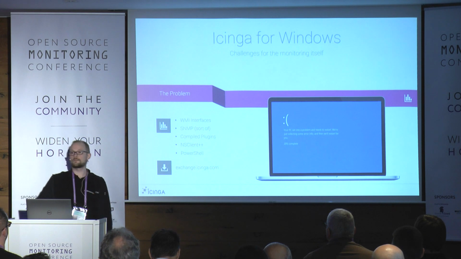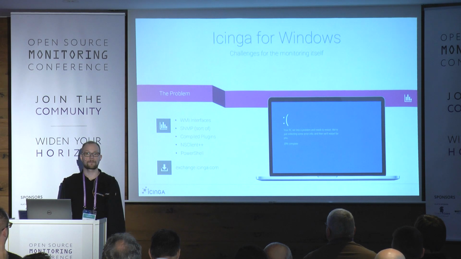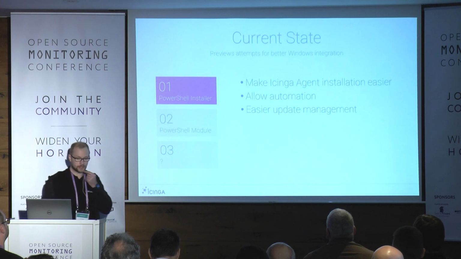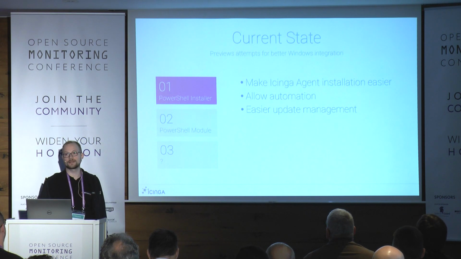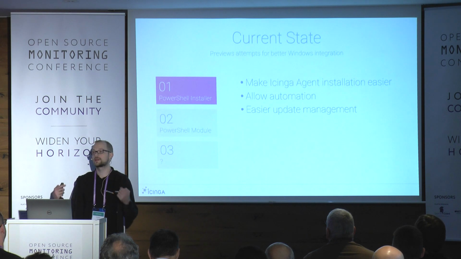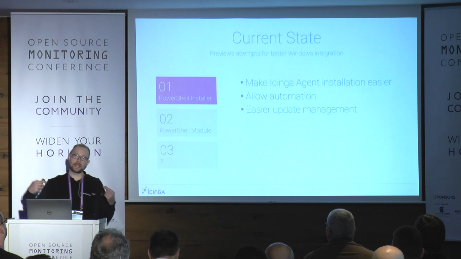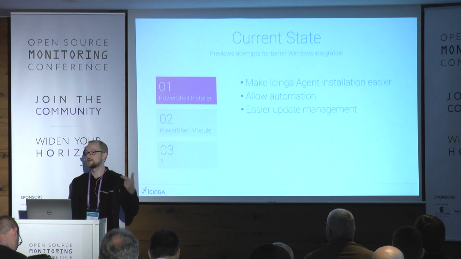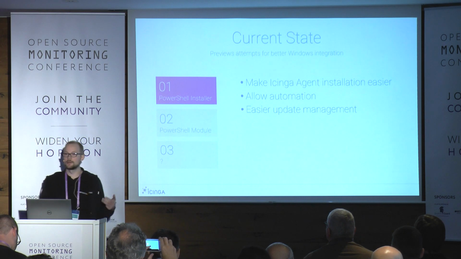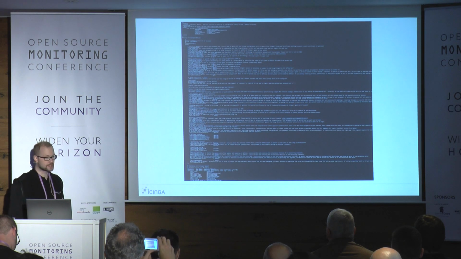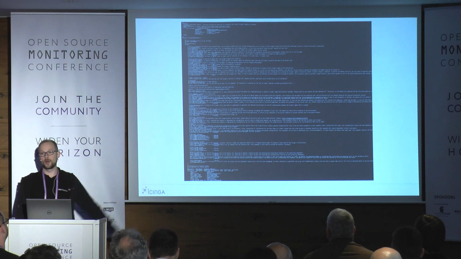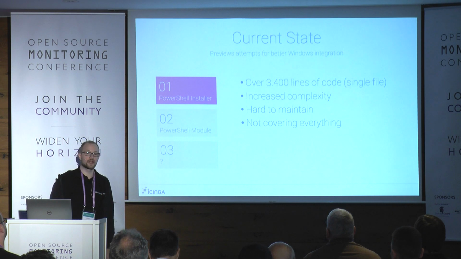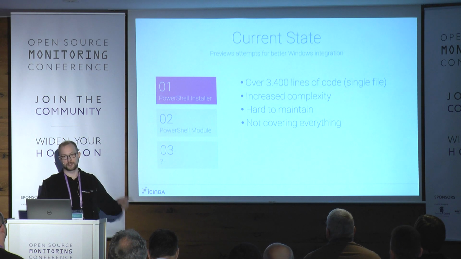So, who saw my last 2 talks at OSMC? Okay, still a few. So, basically, where did we all start? At first, we had one simple PowerShell module to ensure we can actually make the installation of the Icinga agent easier. So, take care of certificate generation, install the agent, update the agent, and simply ensure Icinga is running. That is the result. That's only the first 200 lines of code, and the result in the end, over 3,400 lines of code in one single PowerShell script file.